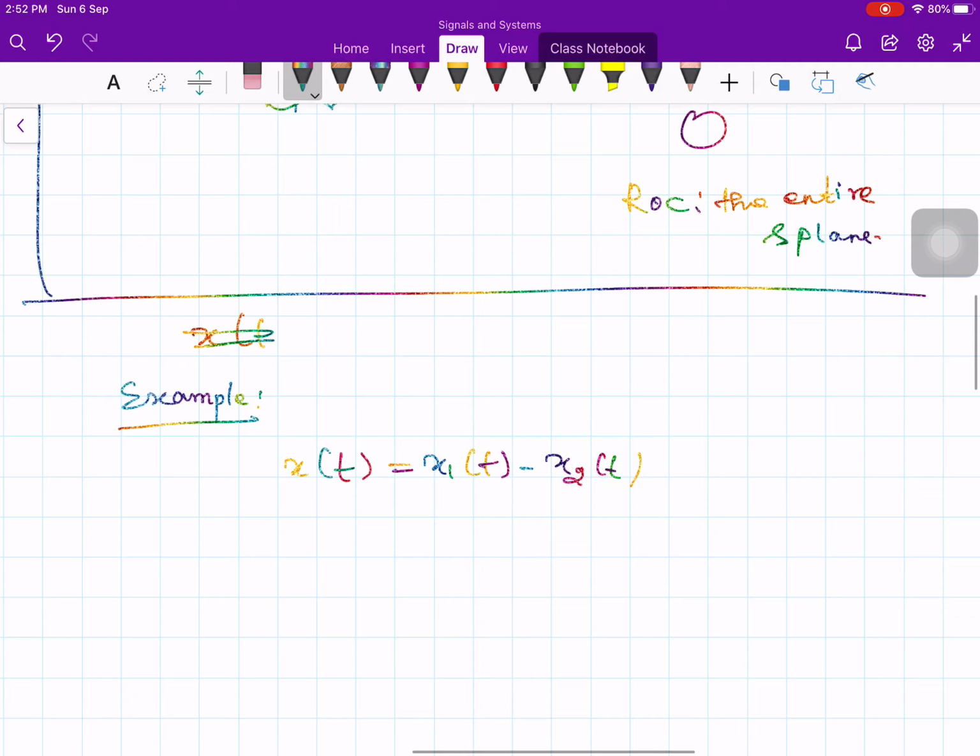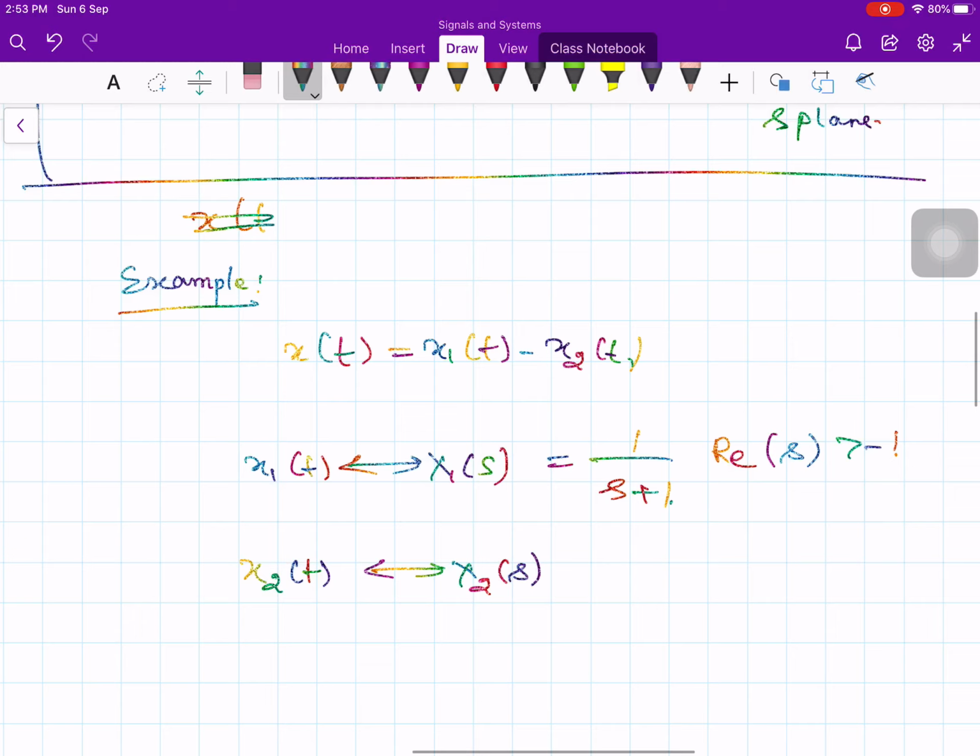Okay, now the Laplace transform of x1 of t is x1 of s, which is given by 1 divided by s plus 1, where real part of s is greater than minus 1. And x2 of t, if you take the Laplace transform, you will get x2 of s, and this guy has 1 divided by s plus 1 times s plus 2. Now here the ROC is real of s is greater than minus 1, right?